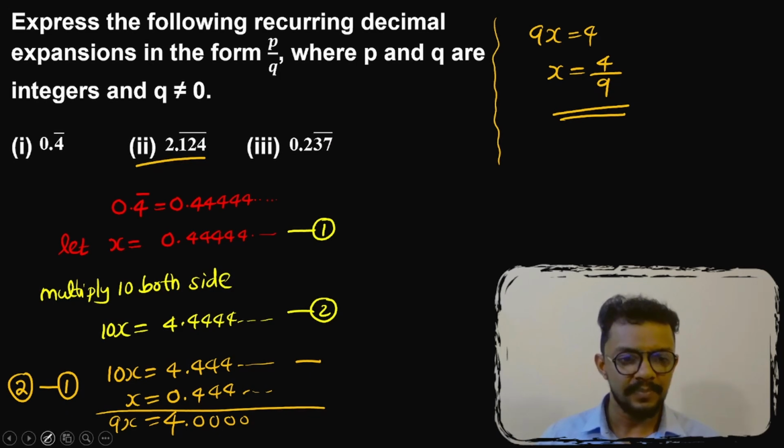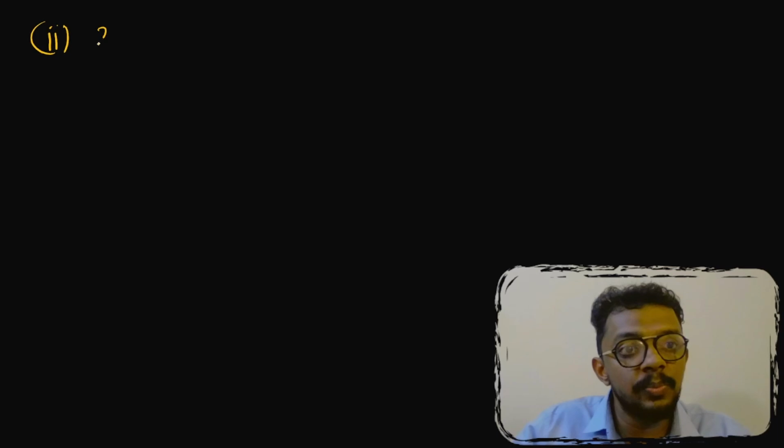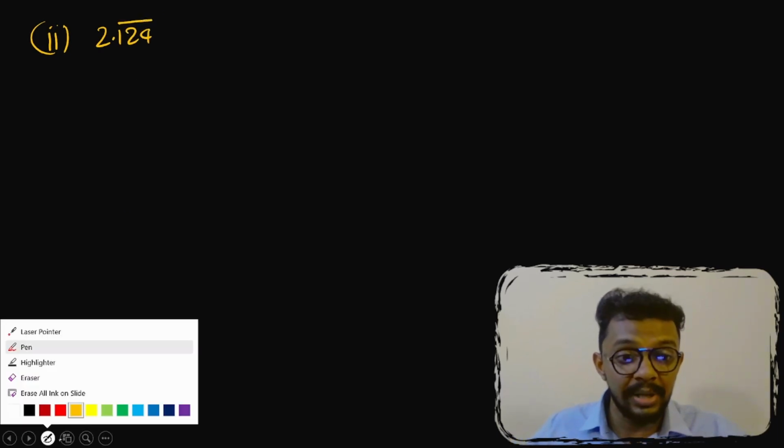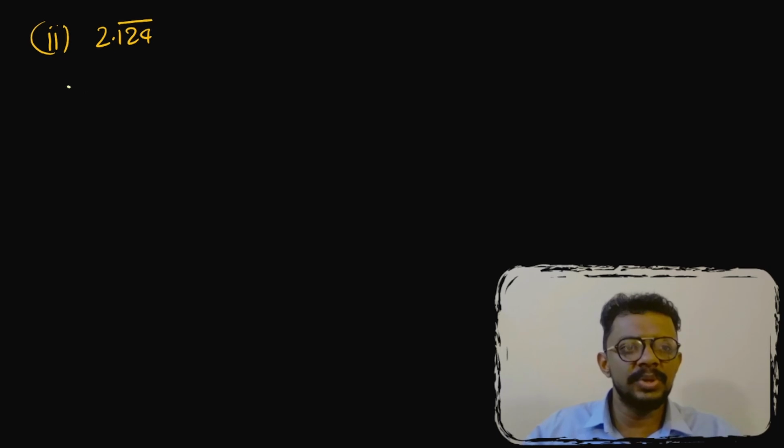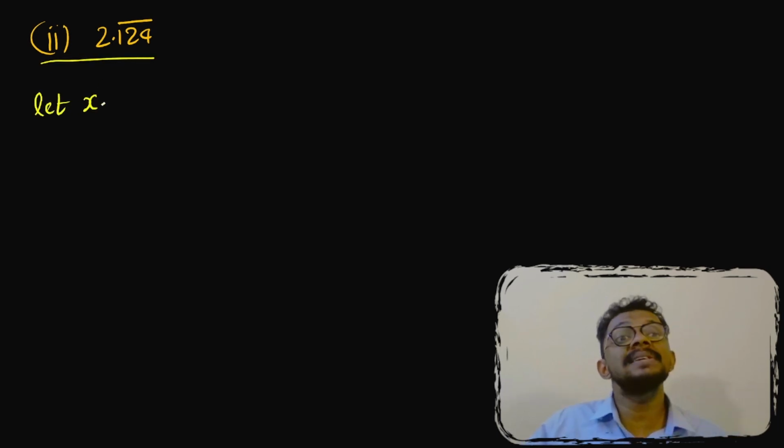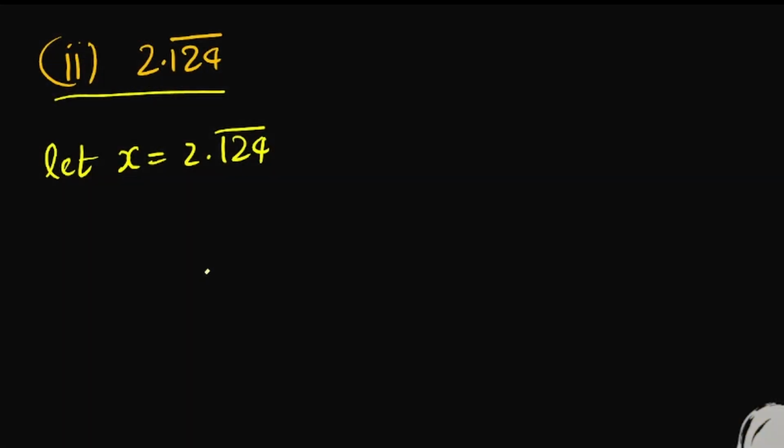2.124 bar. Okay, what is that? Question number 2, 2.124 bar. This time I will do it a little bit faster. Be with me. First, assume this number has x is equal to 2.124 bar. Step number 2, check whether the decimal point is just before the repeating digits. Yes, the decimal point is just before the repeating digit.